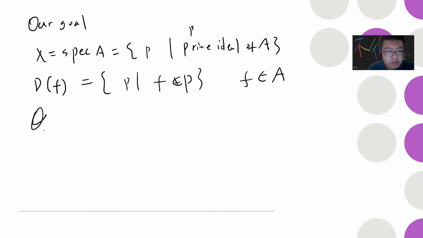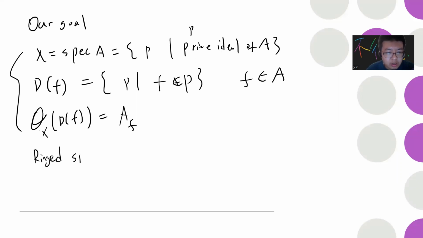The structure sheaf is defined on the distinguished open sets, since we showed that the distinguished open sets form a basis of X. So we define O(D(f)) to be the localization of the ring. I want to claim that this is a sheaf, so basically it's a ringed space. Okay, so it's a sheaf.